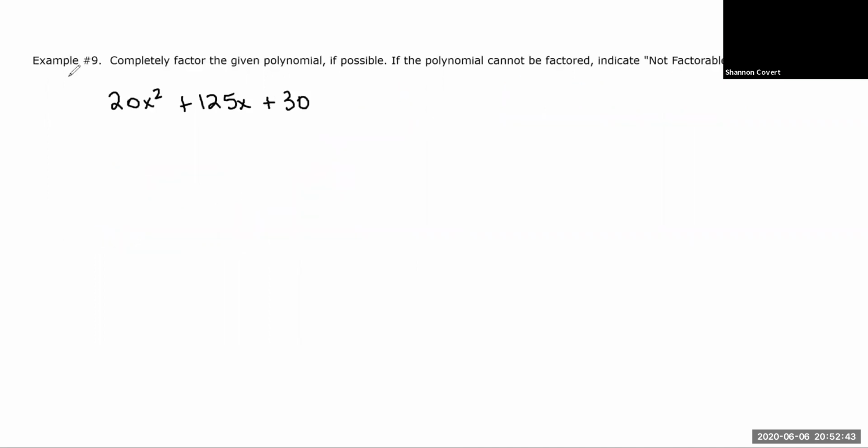All right, example number 9. We're back to a trinomial. All right, 20, 125, 30. So popping into my head is a GCF of 5. I know 5 will go into all of them. I don't know that there's one that's bigger than 5. So let's go ahead and take out the 5. That leaves us with 4x squared plus 25x plus 6.